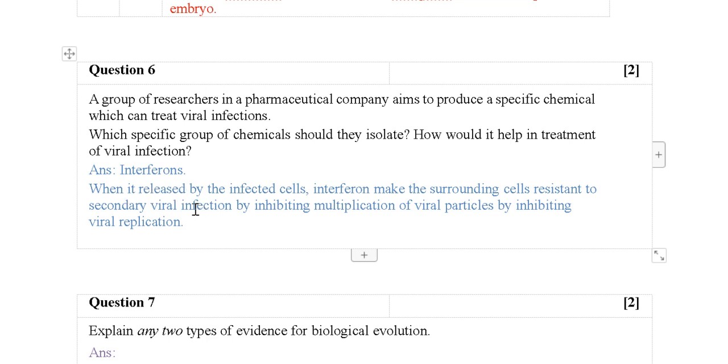So when these interferons are released by the infected cells, this interferon makes the surrounding cells resistant to secondary viral infection by inhibiting multiplication of viral particles, by inhibiting viral replication. So this way they will stop the entry of new virus, the entry of the secondary viral infection.